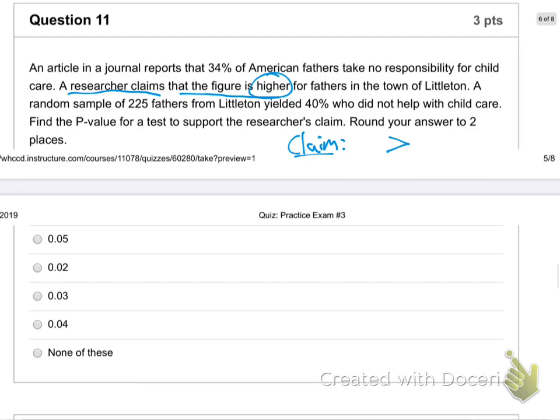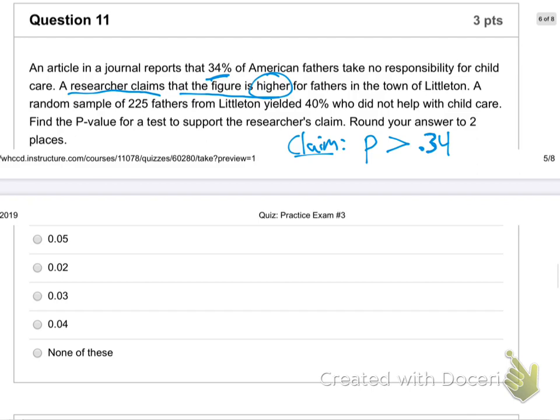Lots of percentages on this problem, huh? So there's no means anywhere. Okay, higher than what, though? Yeah, because 34% is the average for all America, and the researcher's saying it's higher in Littleton, higher than 34%. Yeah, so there's the claim.